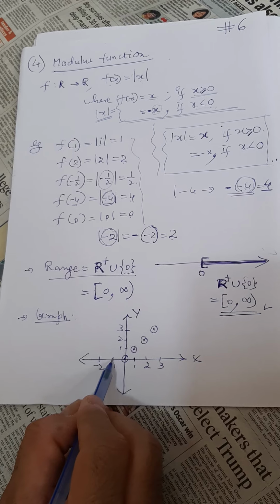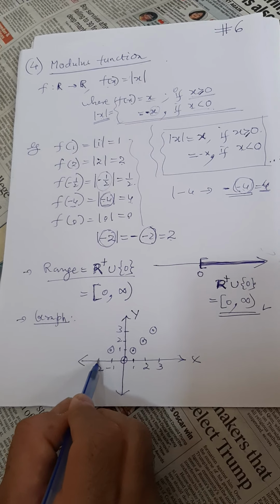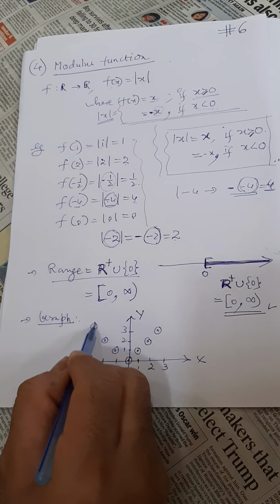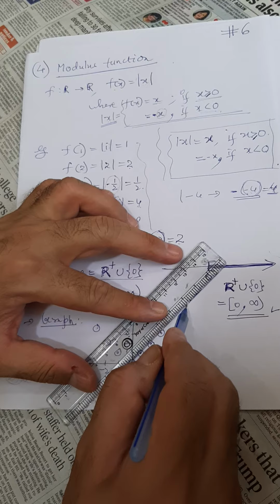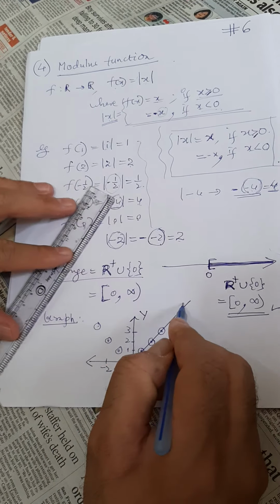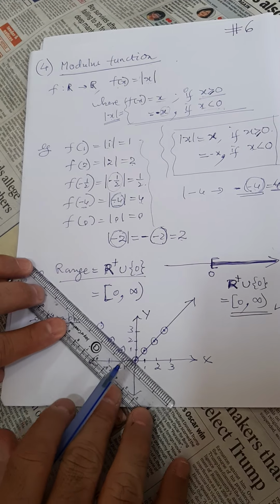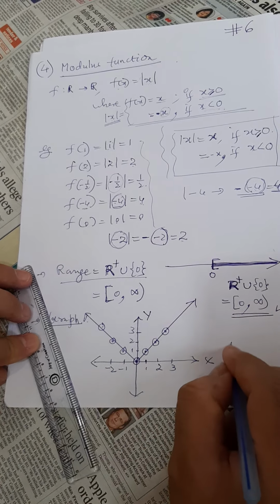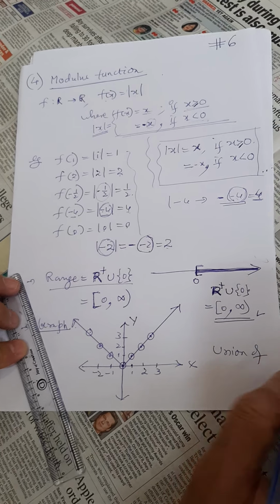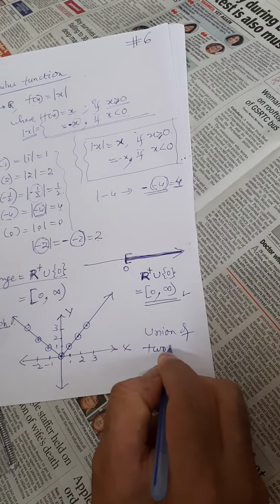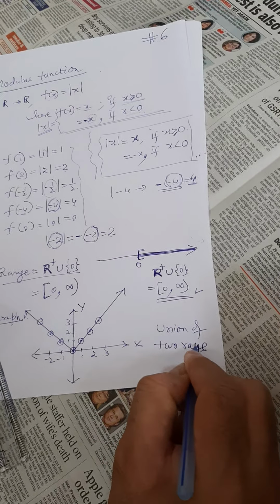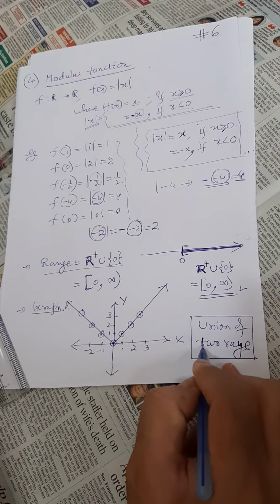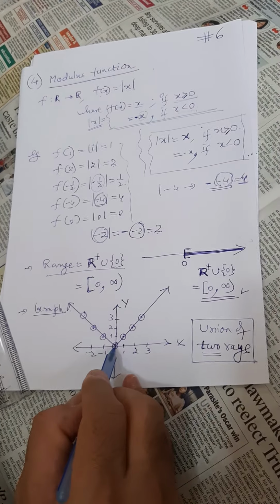If I take minus 1, then the answer for minus 1 is 1. If I take minus 2, then the image will be 2. If I take minus 3, then the image will be 3. So it would be like this. Here you have one ray starting from the origin. It's straight, remember. This is another ray starting from the origin. So here the graph is a union of two rays. The graph of the modulus function is always a union of two rays, starting here from the origin.